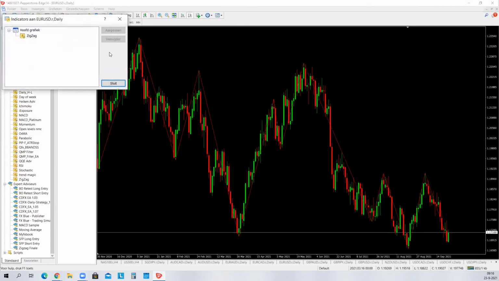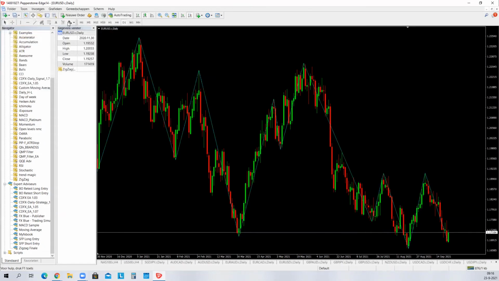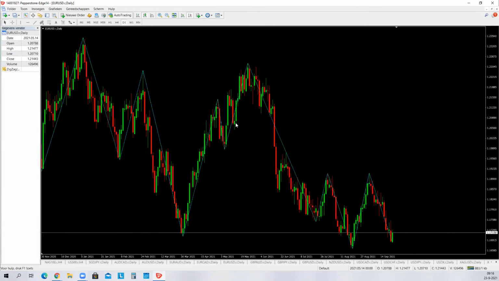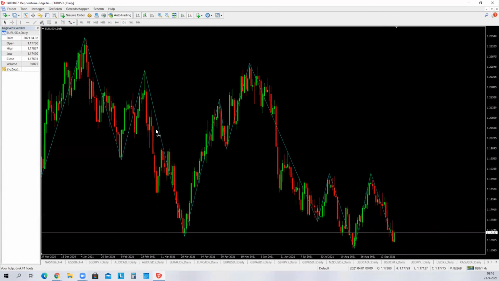Let me change that color real quickly. So there you go. This is the zigzag indicator. It's just free for everyone. And then you can see that it automatically highlights the most important swing points to the markets. So then you can basically ditch that discretion and just trade around those areas.